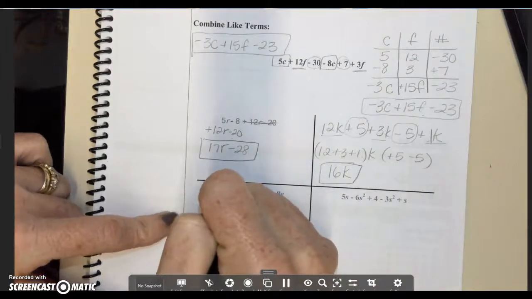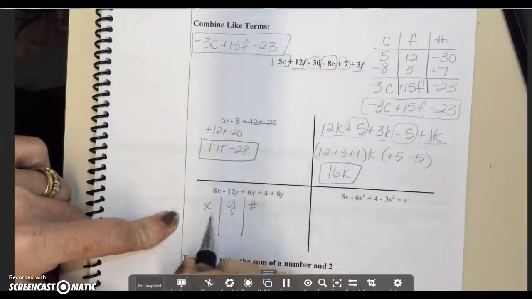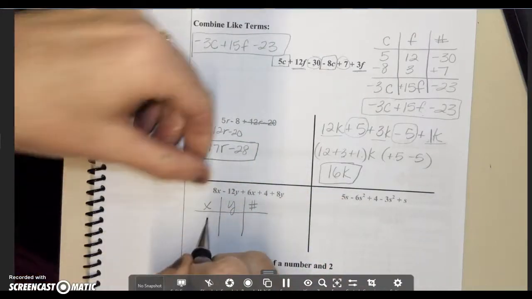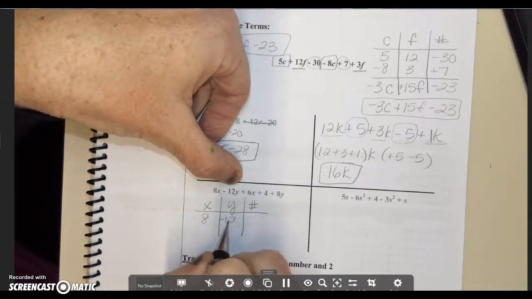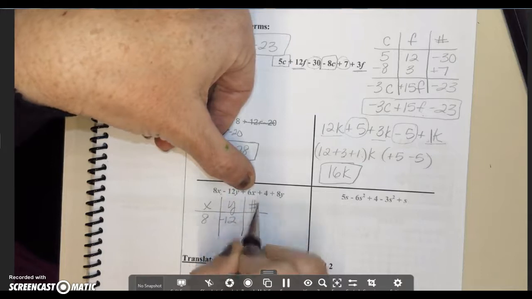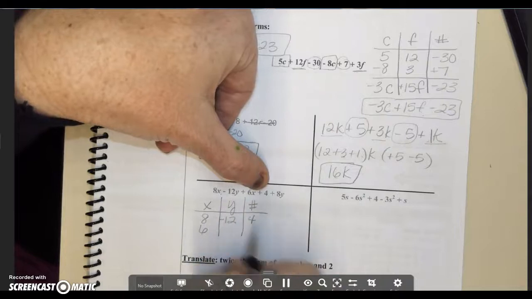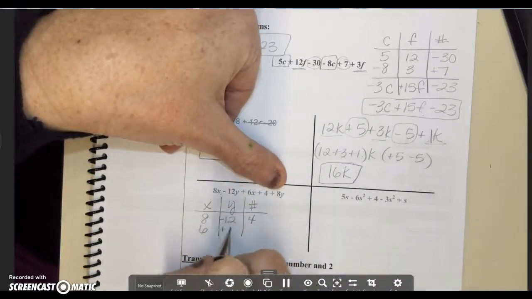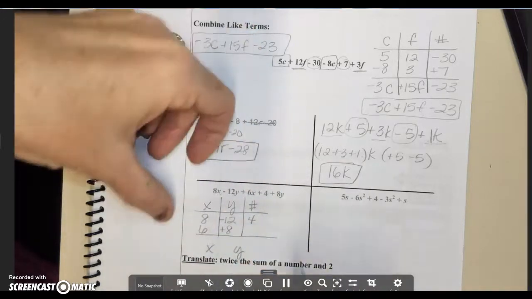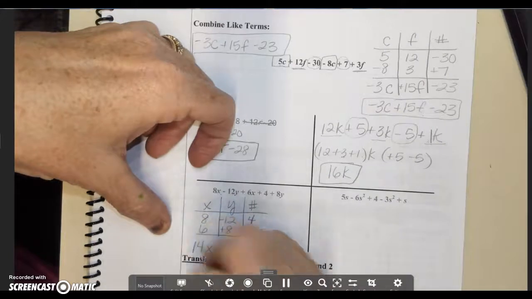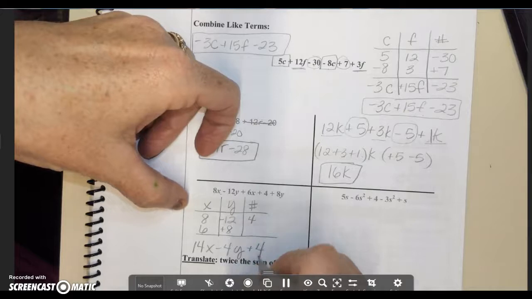So I'm going to make a chart for this one, just to use a different method in case this one works better for you. So that 8 is going to go in the X column. The negative 12 is going to go in the Y column. The 6 has an X attached, so it's going to go here in the X column. The 4 will go in the number column, and the positive 8 will go in the Y column. I'm going to total those up, bring my letters down. 8 plus 6 is 14. Negative 12 plus 8 is negative 4. And the only number I have there is a 4.